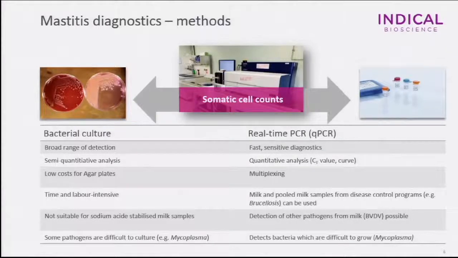Therefore, real-time PCR protocols and kits are more and more commonly used, because of the fast and sensitive diagnostics. They allow a quantitative diagnostics based on CT value. Modern technology allows multiplexing, getting several results in one run. Milk and pool milk samples from disease control programs like Brucella, for example, can be used. And once the sample is prepped, detection of other pathogens from milk, like BVDV, is also possible. And I mentioned that the detection of bacteria which are difficult to grow is possible.